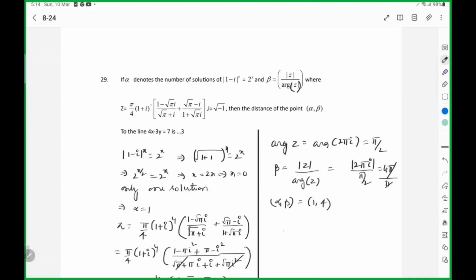So distance from the point to the line: 4 plus 12 minus 7 by 16 plus 9, 4x minus 12, 15 by 3, which is 15 by 5.